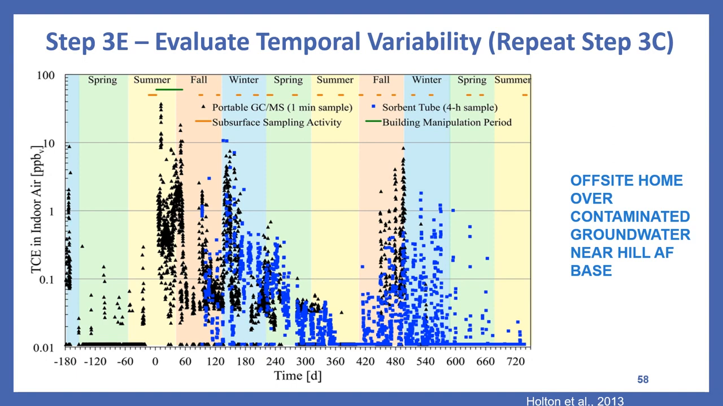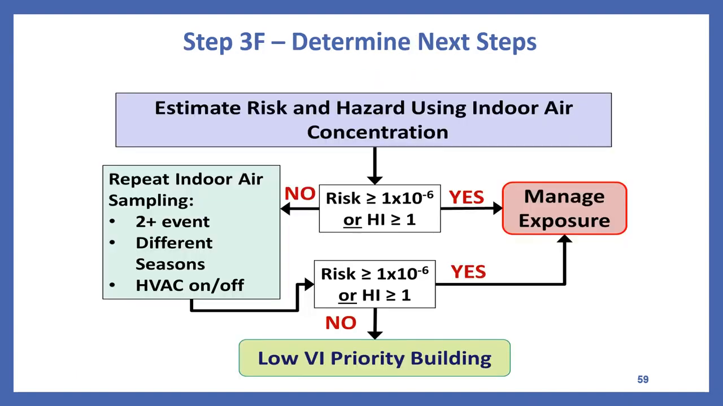The final step is step 3F, determining those next steps. The next steps should be based on all available lines of evidence. When you are looking at your current vapor intrusion risk, you want to estimate risk and hazard using those indoor air concentrations. Now, this is that final step, and you have collected your multiple indoor air samples. They have been collected in different seasons. You have had HVAC on and off sampling scenarios.